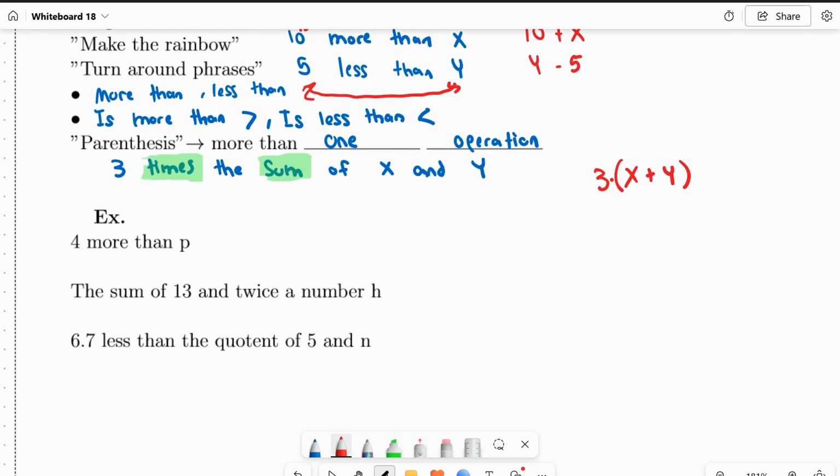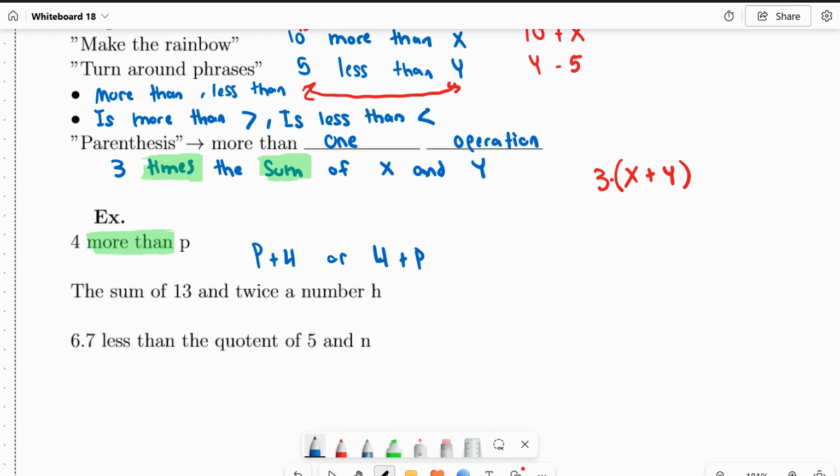All right, let's do one of the example problems and we will save the other for class. So we have 4 more than p. So in this case, our operation is going to be more than. If you look above, more than indicates addition. So in this case, we have p plus 4 or 4 plus p. When it comes to addition or multiplication, it does not matter the order.